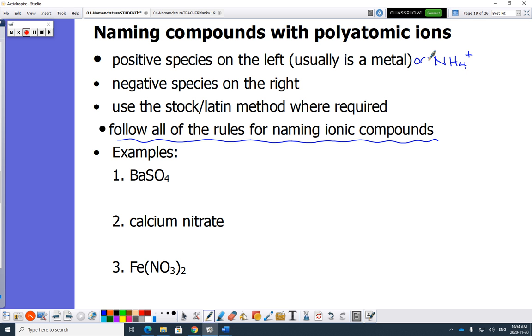If you have a transition metal, then you would have to use Stock or Latin, whatever you prefer, and then reduce the subscripts, crisscross rule. So they're basically ionic compounds, except you have that weird polyatomic structure, okay?